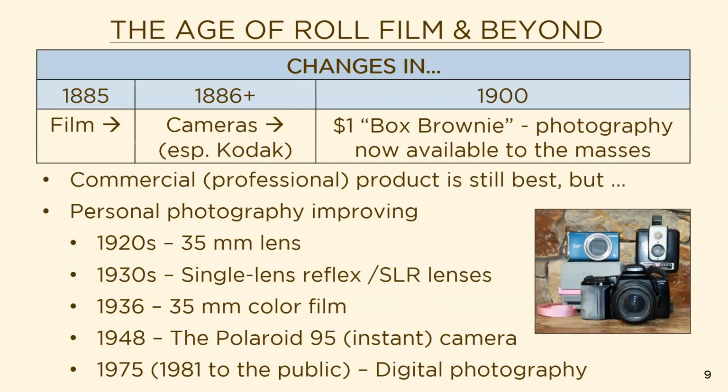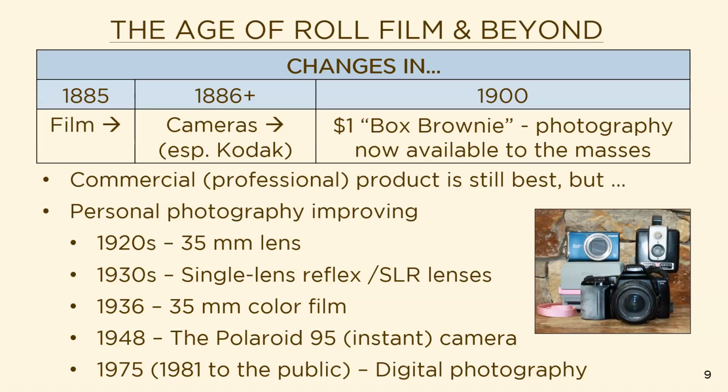Then we come to the age of rolled film. George Eastman was head of the company, Eastman Kodak. The first films were done in 1885. They sold the camera as Kodak #1.